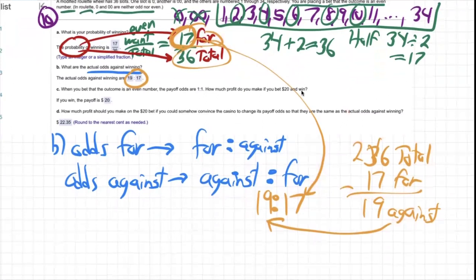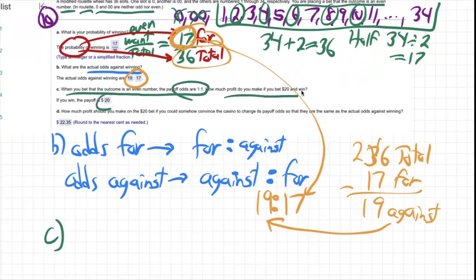Then part C. When you bet the outcome is an even number, the payoff odds are 1 to 1. How much profit do you make if you bet $20? Well, that's just going to be $20 because it's 1 to 1. That means for every dollar you bet, they're going to pay you $1. You bet $2, they're going to pay you 2. You bet $8, they pay you 8. You bet $9, they pay you 9. You bet $20, they pay you 20.